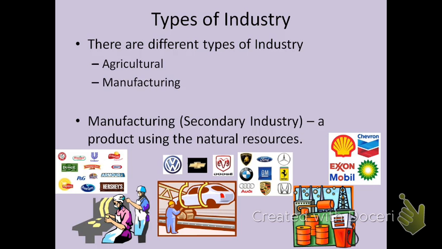In the same way, the resources that are mined can be turned into metals, which would be sent to an auto industry like Volkswagen or Chevy, and they would make a car out of it. And then, of course, the oil would be sent to a refinery, and they would make gas and other petroleum goods out of it. So those are secondary industries.